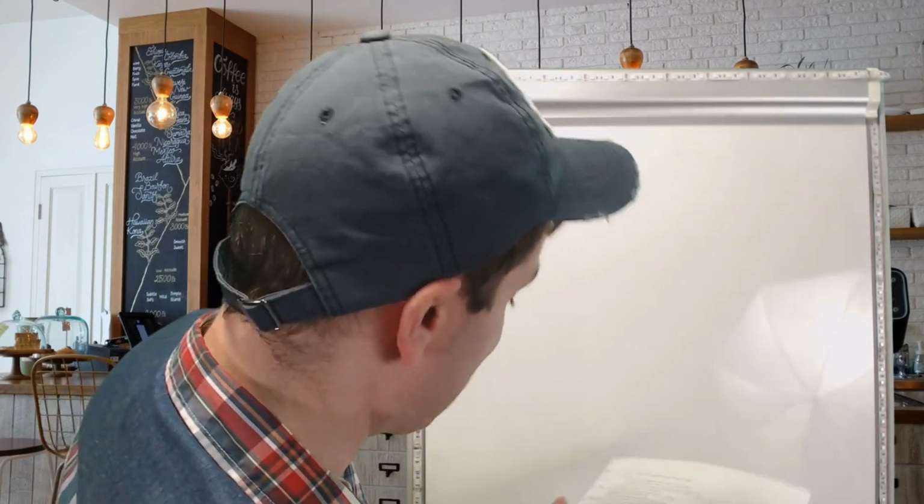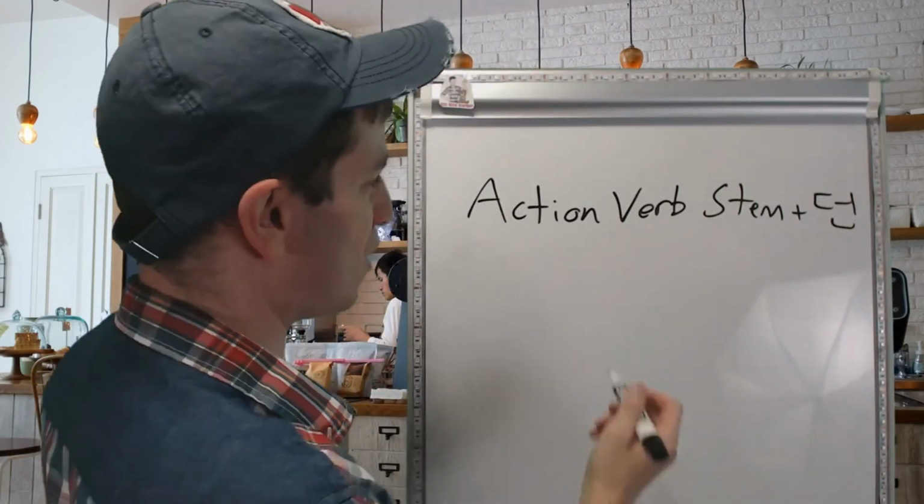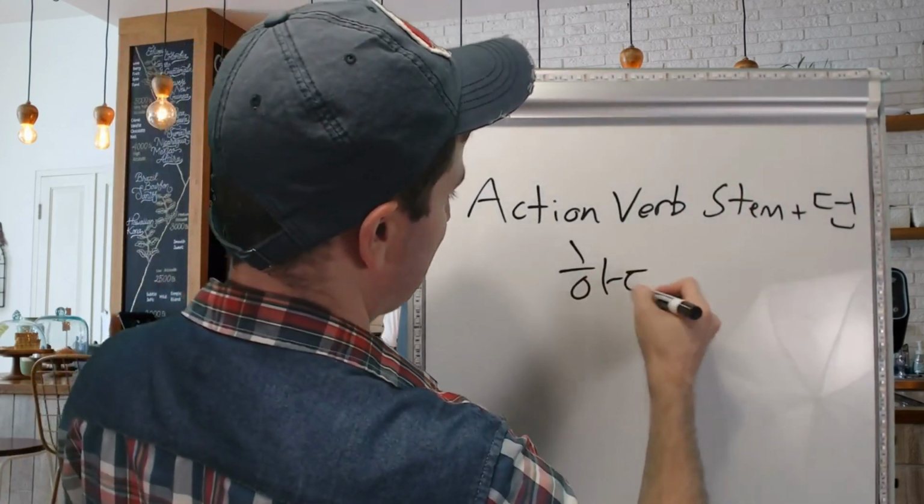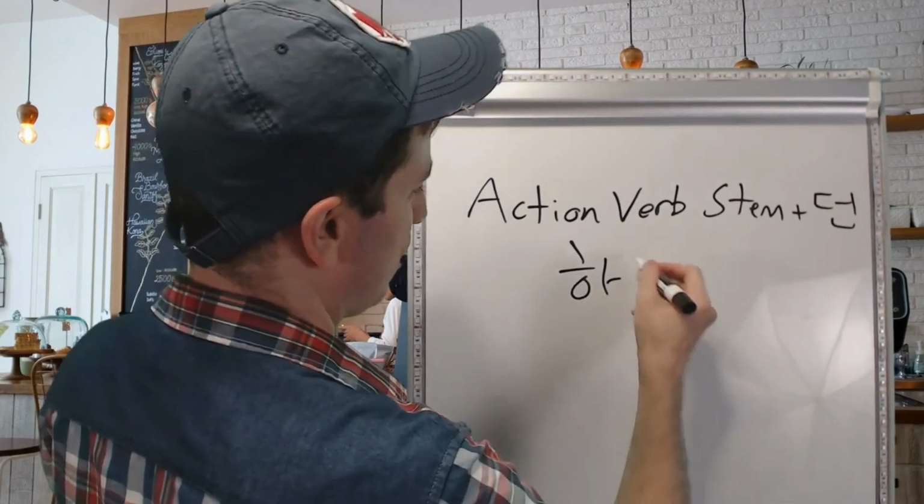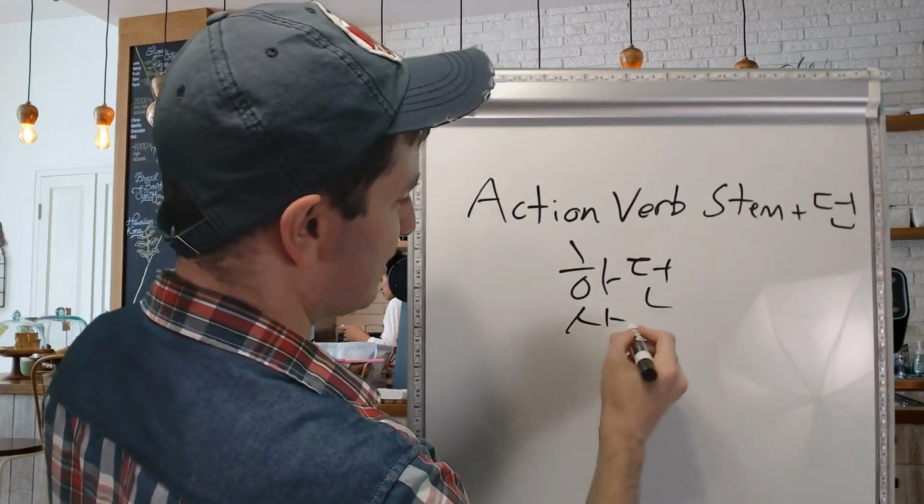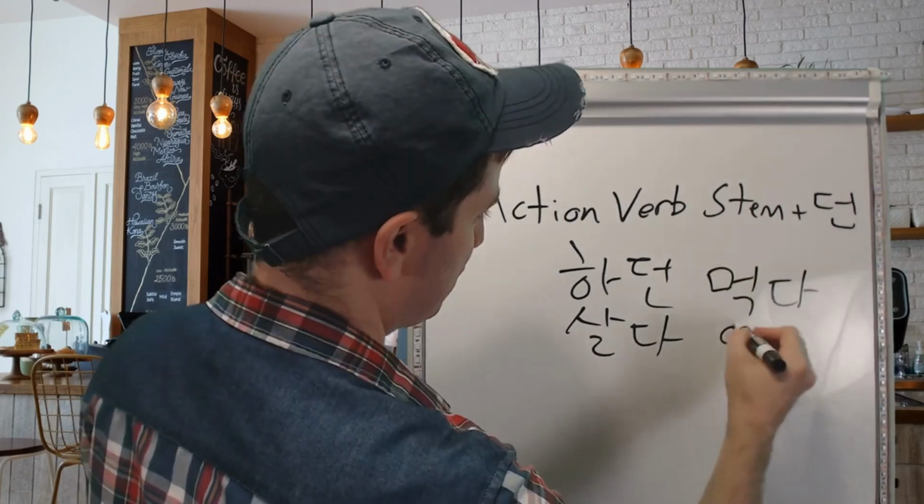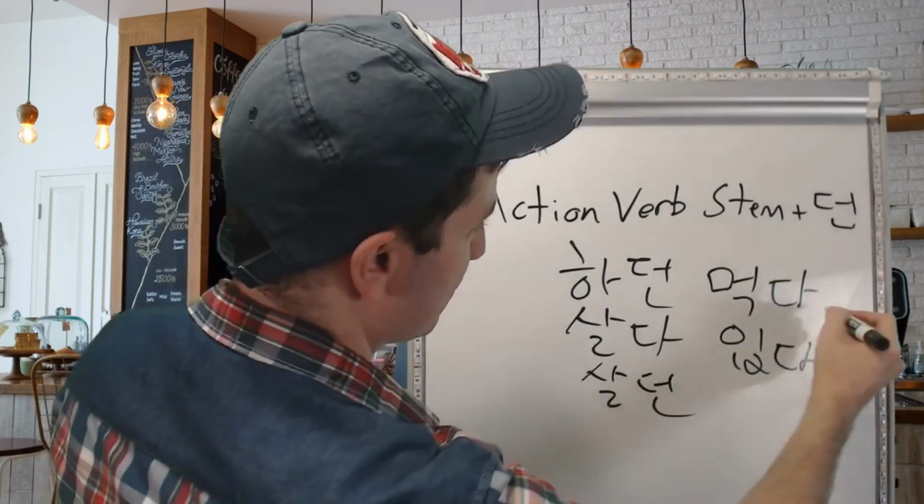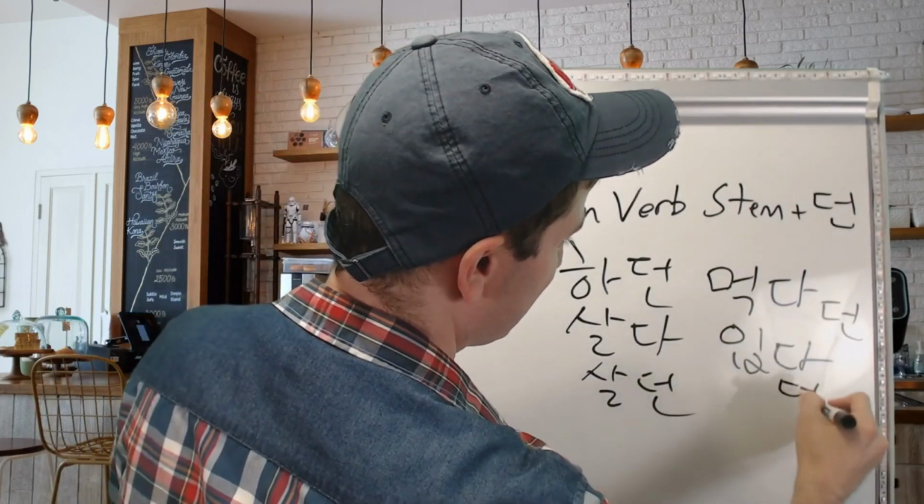It actually has different uses, whether it's being used with a descriptive verb or an action verb. Let's go on to now the action verb. Action verb stem plus 던. Let's take a quick example. Just 하다. You get the action verb stem. 던. 하던. Let's do 살다, 먹다, 입다. 살던, 먹던, 입던, and you're done.